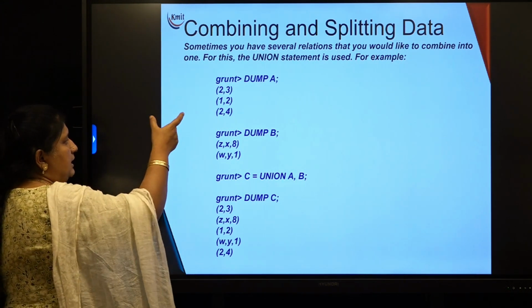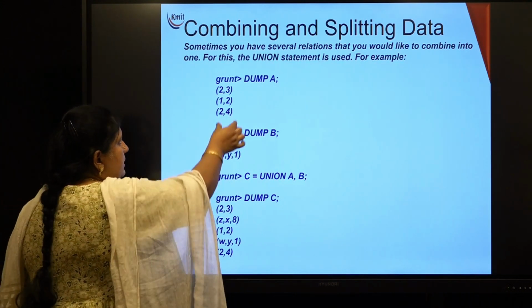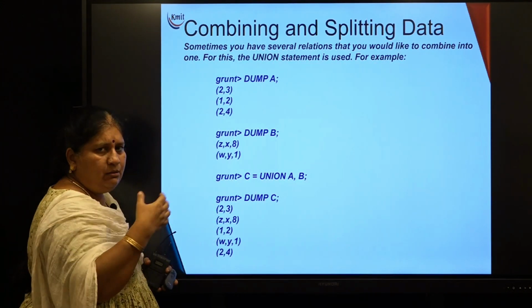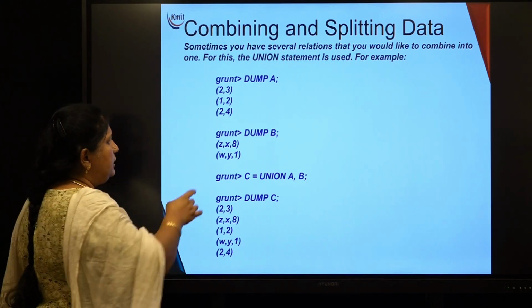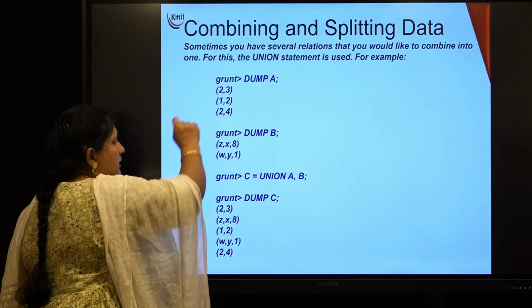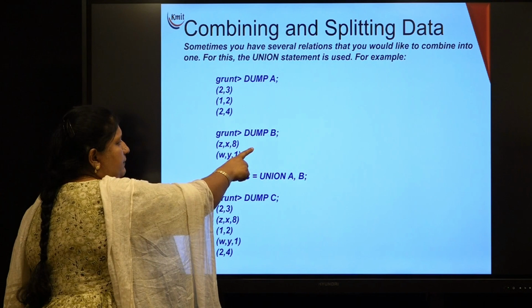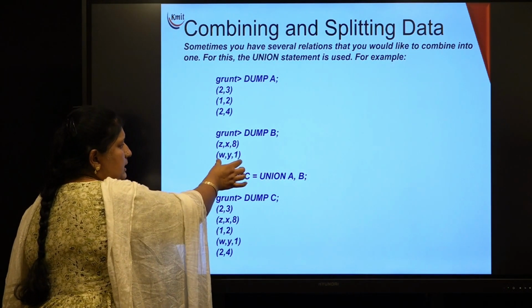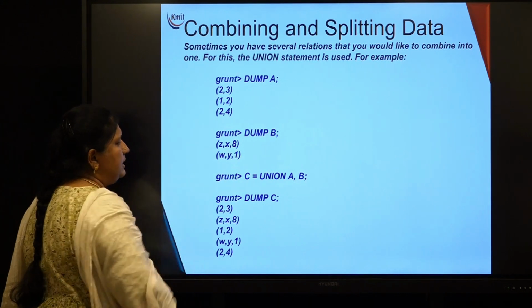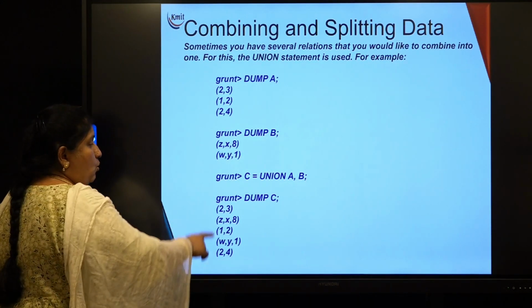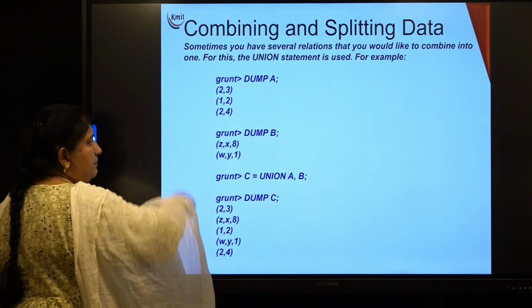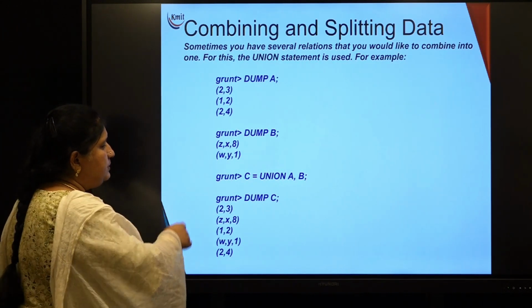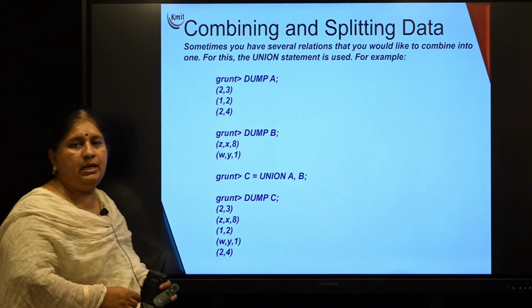Using the union statement. For example, dump A, there is a relation. I am showing what is there in the relation. So, there are 3 tuples in relation A. Next, dump B. You are trying to show what is there in relation B. There are 2 tuples in relation B. Now, what are we trying to do? I want to combine these 2 relations. So, I am specifying C is equal to union A, B.